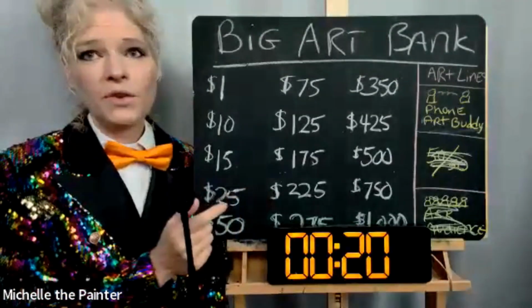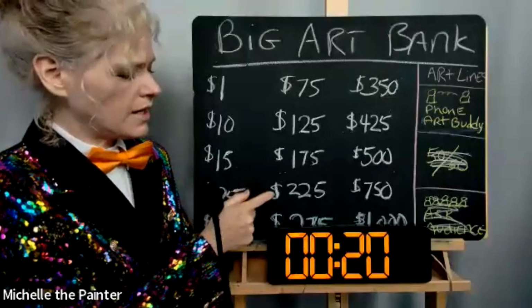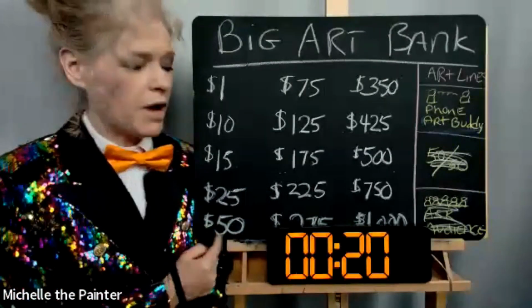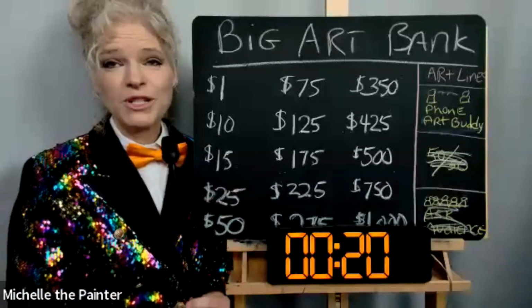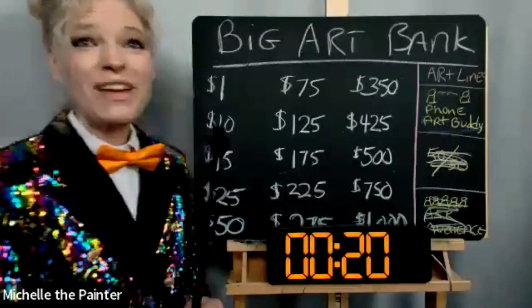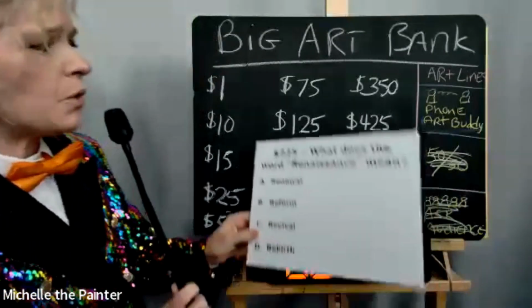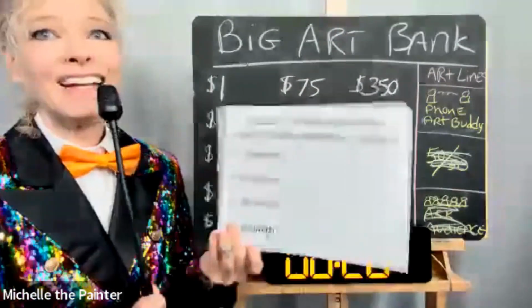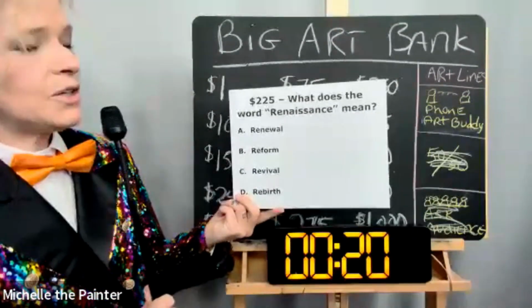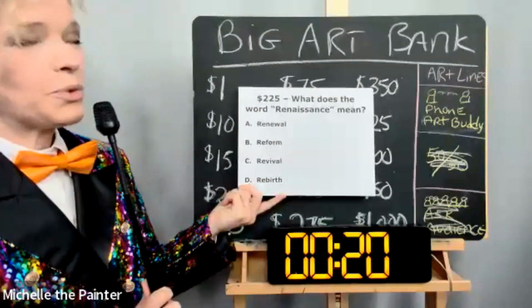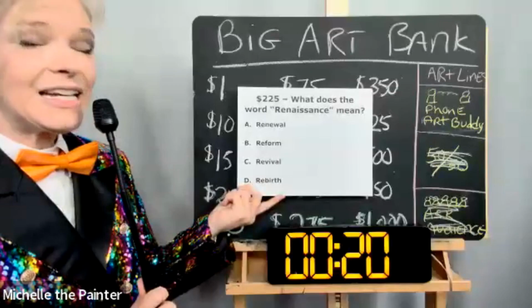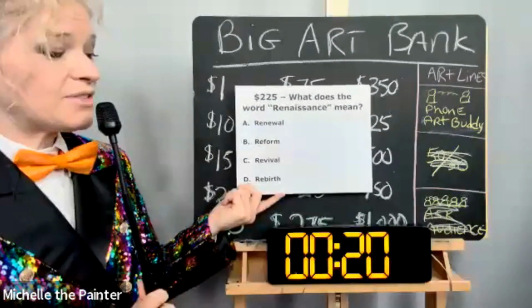If you go to the 225 and miss it, you will go back to $50. If you get it right, you win $225. Which would you like to do? Keep going. All right. So your $225 question is, what does the word Renaissance mean? A, renewal. B, reform. C, revival. Or D, rebirth. You have 20 seconds.